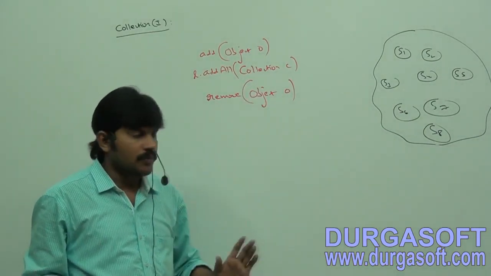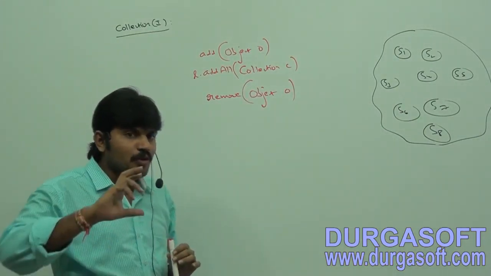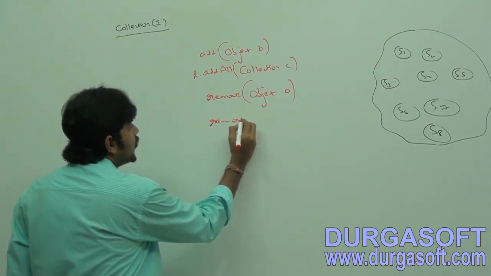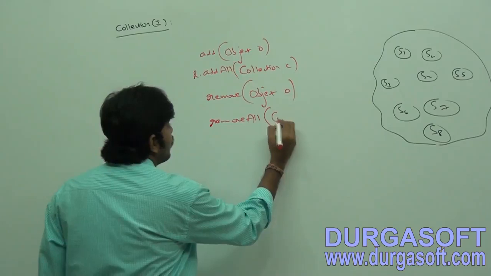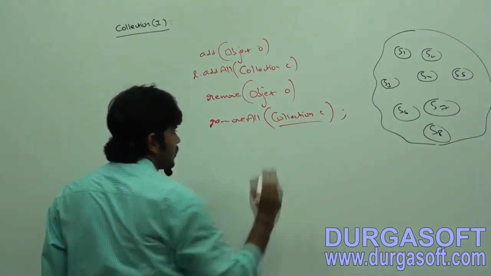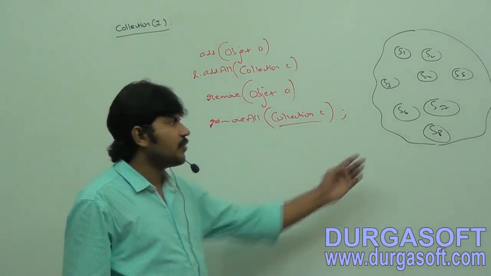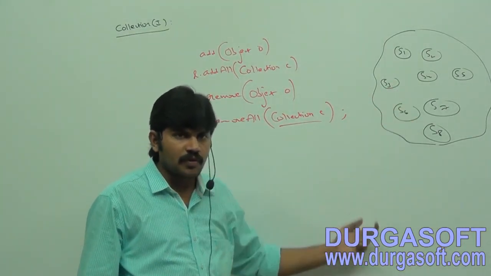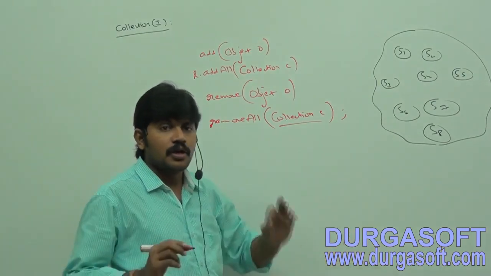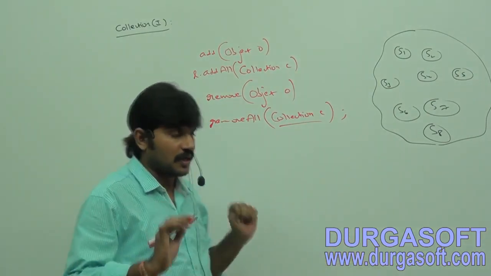Remove of object O. Sir, can you please remove a group of objects? Can you tell what is the method? Remove all of collection C. Whatever objects are present inside this collection, all these objects by default will be removed from the main collection, right? That's what remove all is.